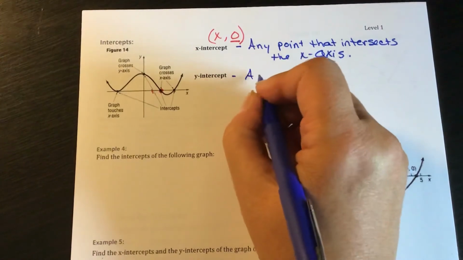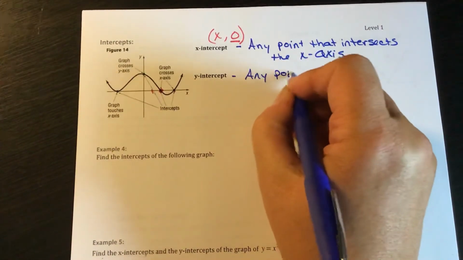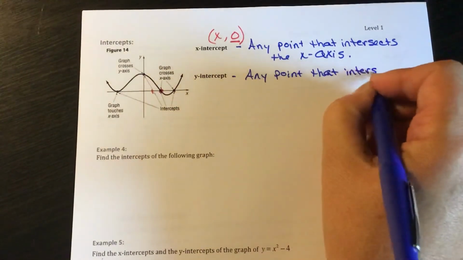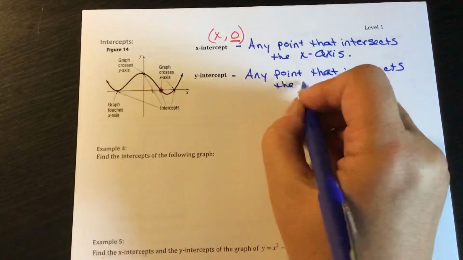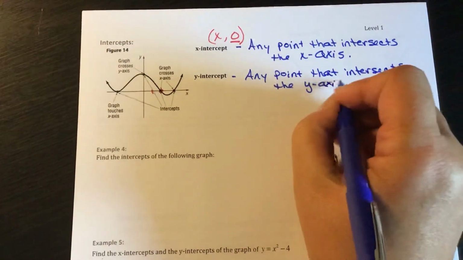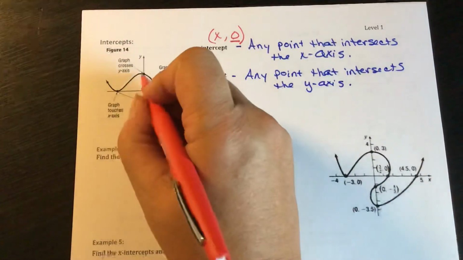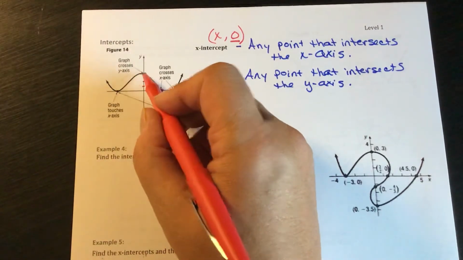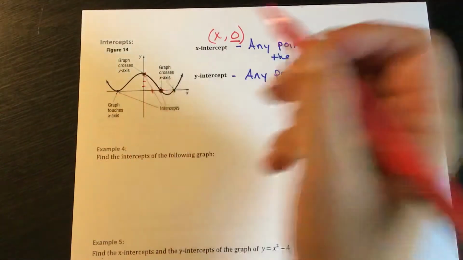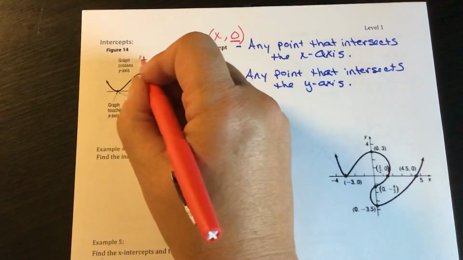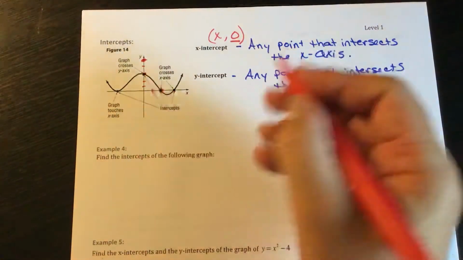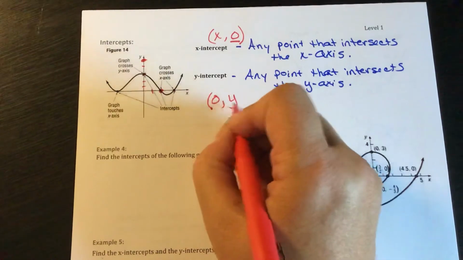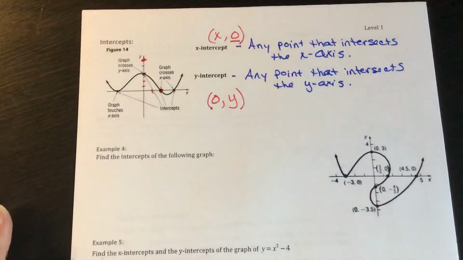A y-intercept is any point that intersects the y-axis. Okay, so if I'm looking at this, and let's say I label this, I'm just counting here. If I wanted to name this point, this would be over 0, up 3. Anywhere on the y-axis, my x-coordinate is going to be 0. So this is going to be 0, and then wherever it crosses the y-axis.